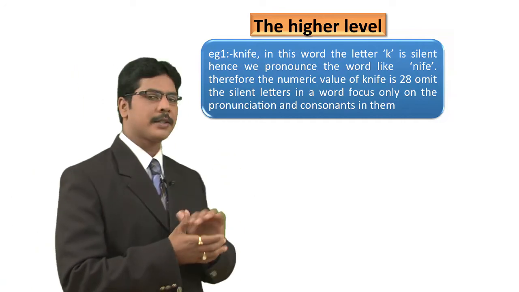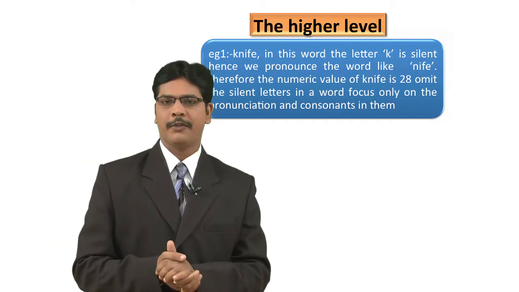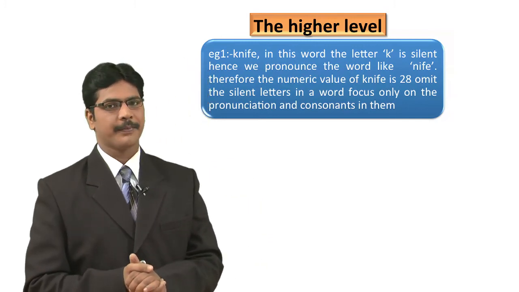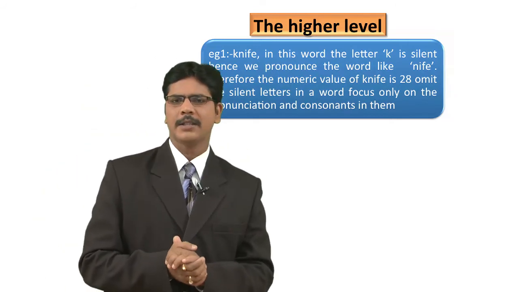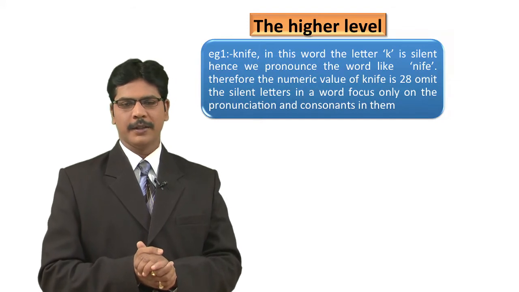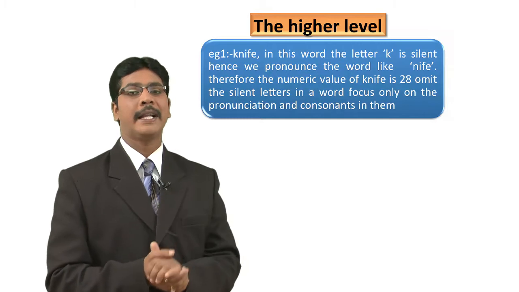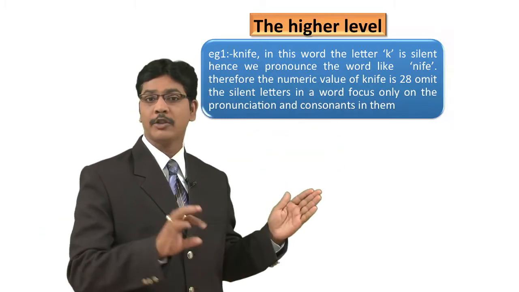So take a look at this example of a word, K-N-I-F-E. How do you pronounce it? Is it knife or knife? It is knife. But how about the K there? The K is called the silent letter in a word, right? You all know about it. So when it comes to words like this, you must omit the silent letters. So in knife, omit K because K is not pronounced there.